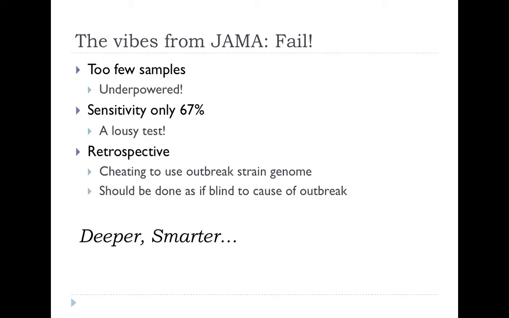But then they said, well, you've got too few samples here, because we only had 10 samples. We had 5 with STEC, 5 other things. That wasn't enough. And we were only getting 67% sensitivity in detecting the things we were looking for. So they said it's a lousy test. And another issue that was raised, I think probably by a guy called David Relman, who's a leader in the field, and I think he was the reviewer. He said that we cheated, because what we've been doing is we've been taking this metagenome, we've been aligning it against the known outbreak strain.